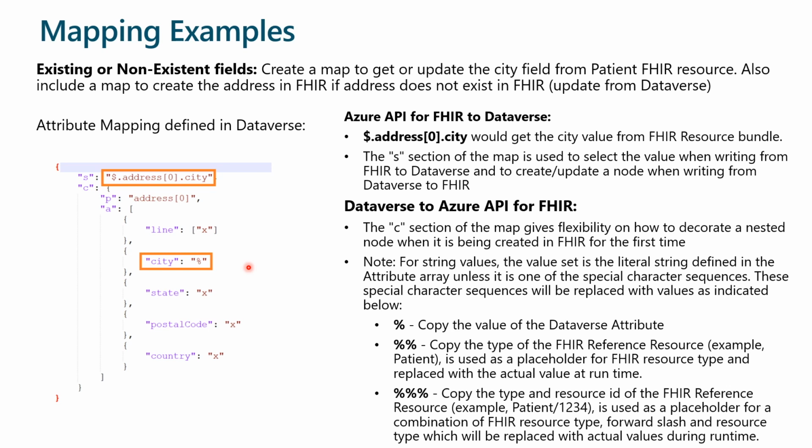% is used to copy the value of the Dataverse attribute at runtime. $% is to copy the type of the FHIR reference resources at runtime. For example, it is used as a placeholder for FHIR resource type and replaced with the actual value at runtime. 3% is to copy the type and resource ID of the FHIR reference resource.